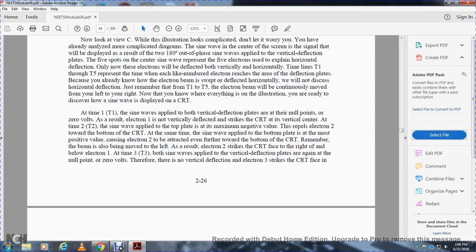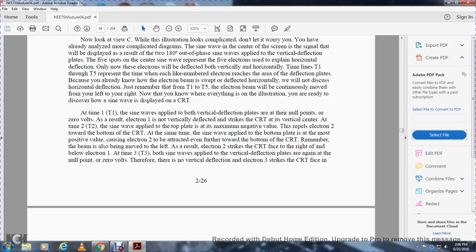At time 2, the sine wave applied to the top plate is at maximum negative voltage, repelling the electron toward the bottom of the cathode ray tube. At the same time, the sine wave applied to the bottom plate is at the most positive value, causing electron 2 to be attracted further toward the bottom of the cathode ray tube. Remember, the beam is also being moved horizontally, so electron 2 strikes the cathode ray tube face to the right and below electron 1.